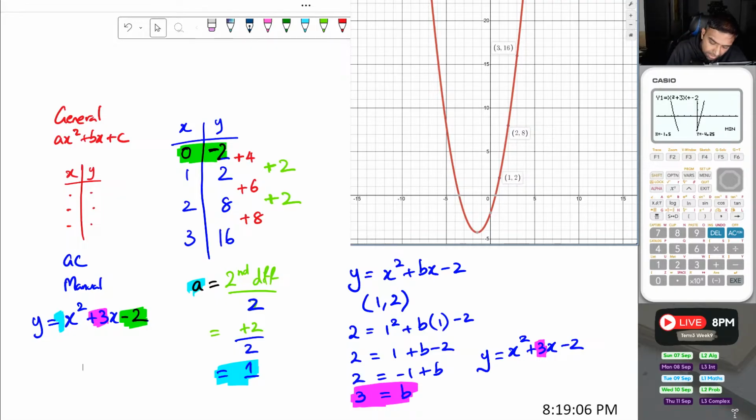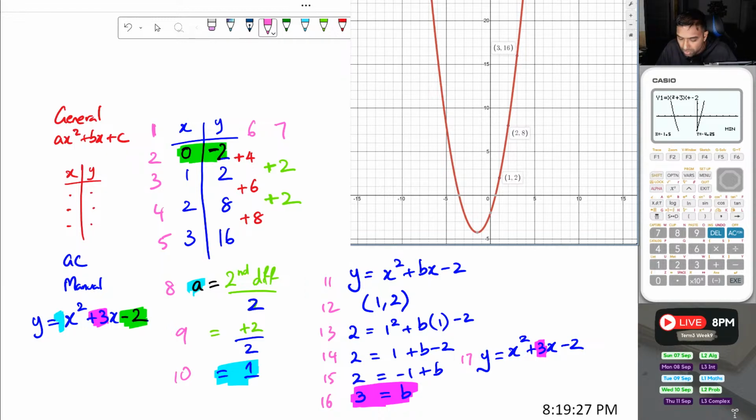Okay, so what I'll do is I'll chuck up a couple of line numbers, just so that you can ask me what's happening where. I'm going to put line 6, line 7, 8, 9, 10, 11, 12, 13, 14, 15, 16. So give me a yell out if you don't understand a particular line, and I'm happy to help you out.